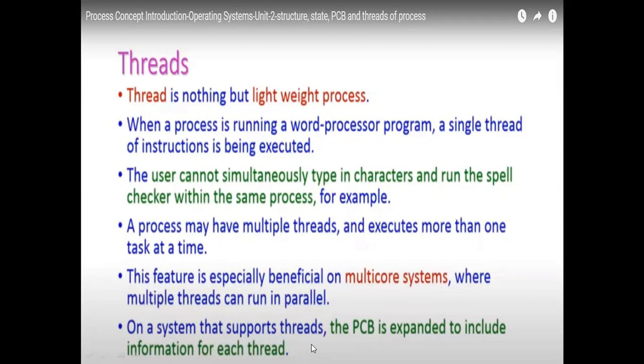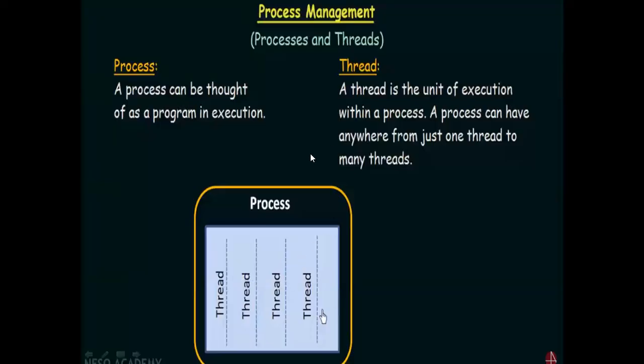On a system that supports threads, the PCB, that is the process control block, is expanded to include all the information for each thread in the PCB. Here you can see the process is nothing but the program in execution, whereas the thread is the unit of execution within a process. A process will contain multiple threads inside it.